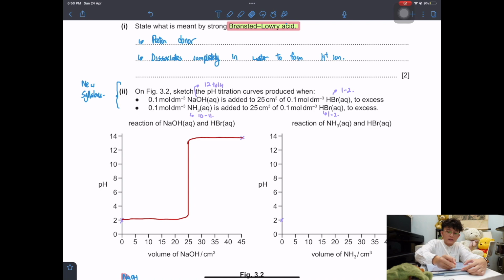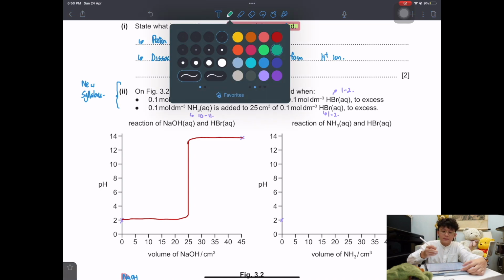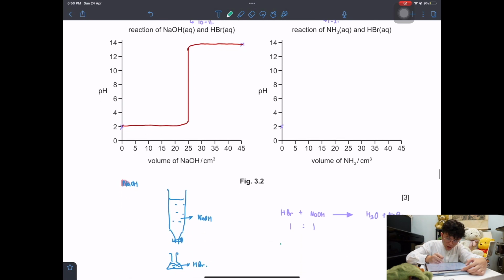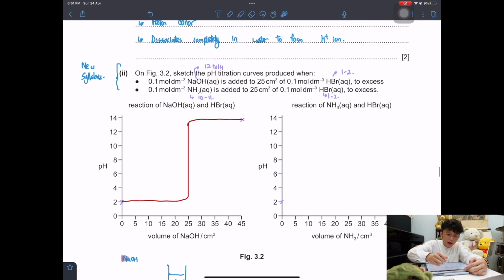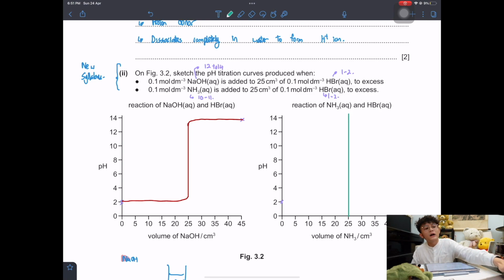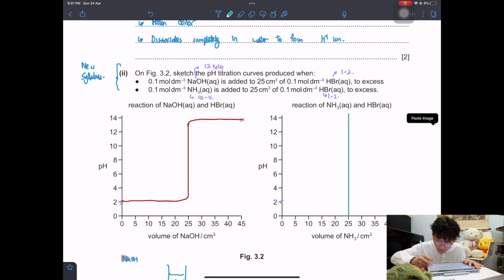And guys, do you see that NH3 is a weak base? So let's say if I put NH3 plus HBr, you will get NH4Br, right? And you see that the mole ratio is also 1 to 1. So let's say this is 0.1, 0.1, 25, your volume of NH3 added will also be 25, right? Okay, so I know that it's also 25. At the same time, my final pH is gonna be slightly lower. I will just put it around 10 point something, around here.